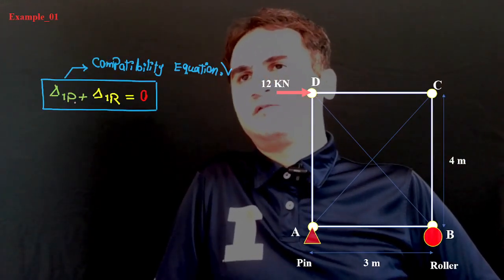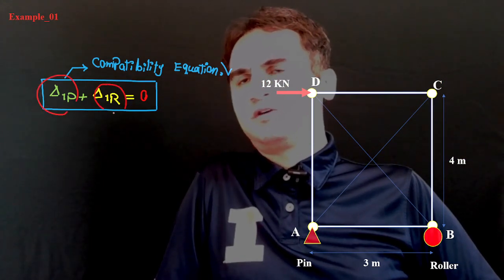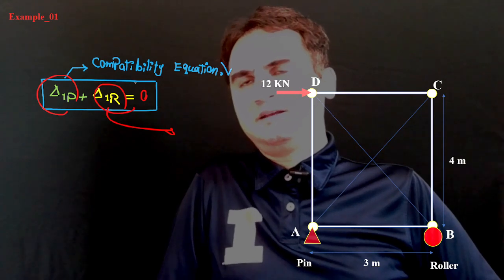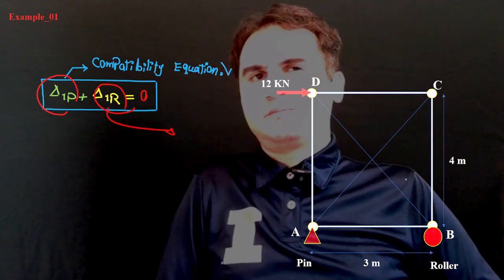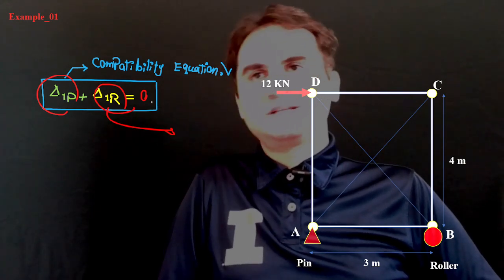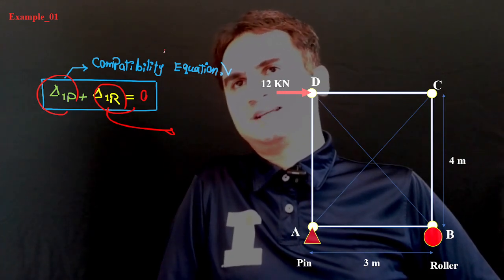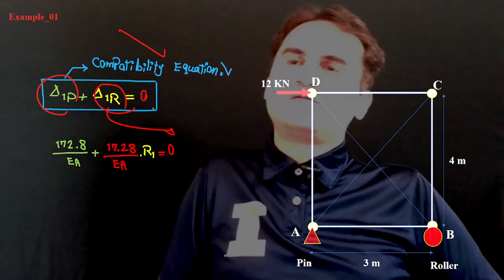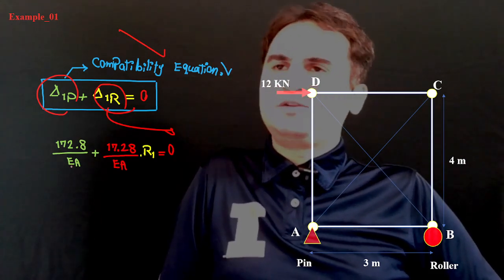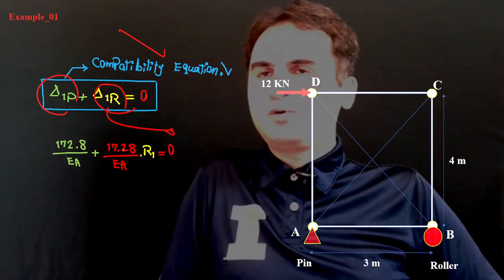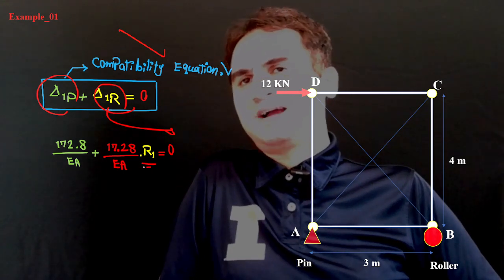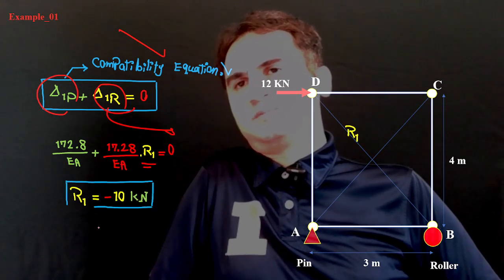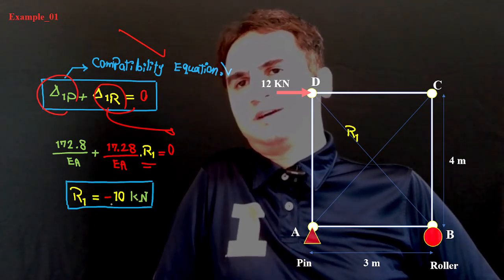Now we have delta 1P due to the real force, and delta 1R due to the redundant reaction, and the diagonal BD doesn't move, so there's no displacement for it. It's equal to 0. That's the mathematical equation. It says 172.8 over EI plus 17.28 over EI times the redundant reaction equals 0. It simply gives you R1 equal to negative 10.